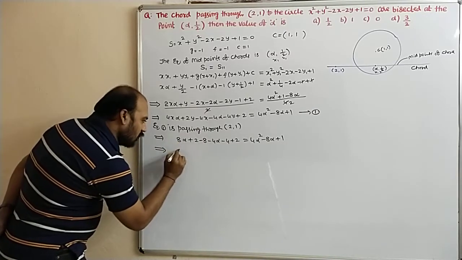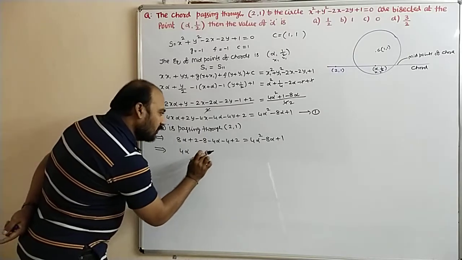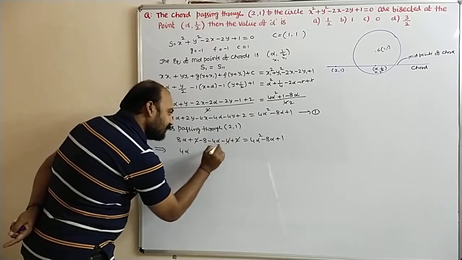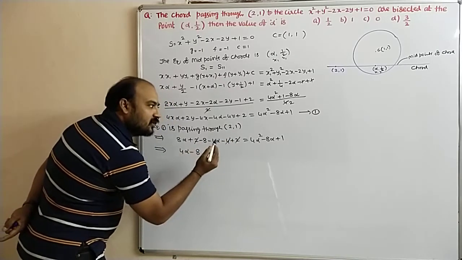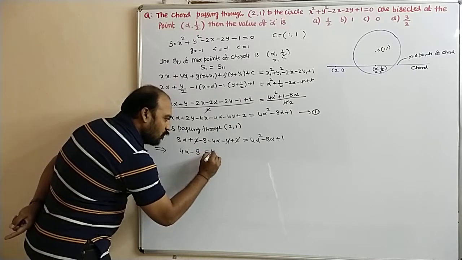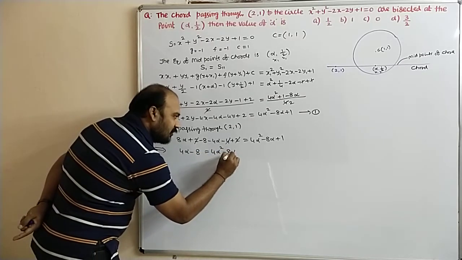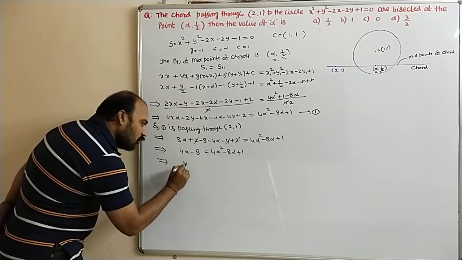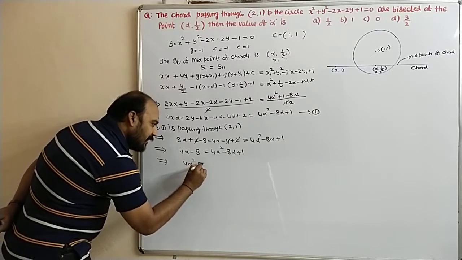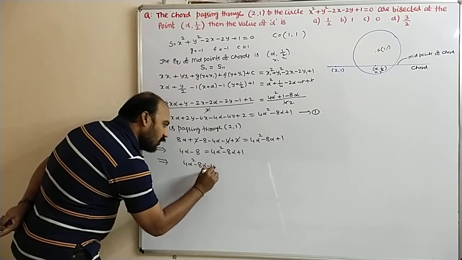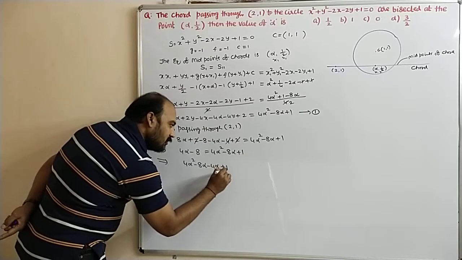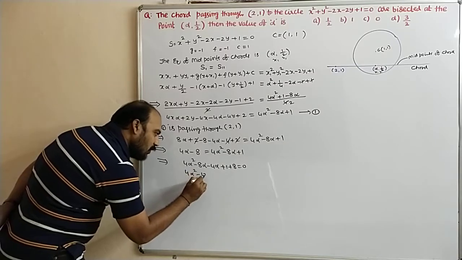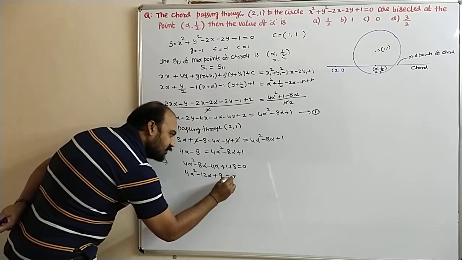8 alpha minus 4 alpha is 4 alpha. Here 2 plus 2 is 4, minus 4 get cancelled. So minus 8. These values are equal to 4 alpha square minus 8 alpha plus 1. These values I am taking to that side. We will get 4 alpha square minus 8 alpha minus 4 alpha plus 1 plus 8 equal to 0. So 4 alpha square minus 12 alpha plus 9 equal to 0.